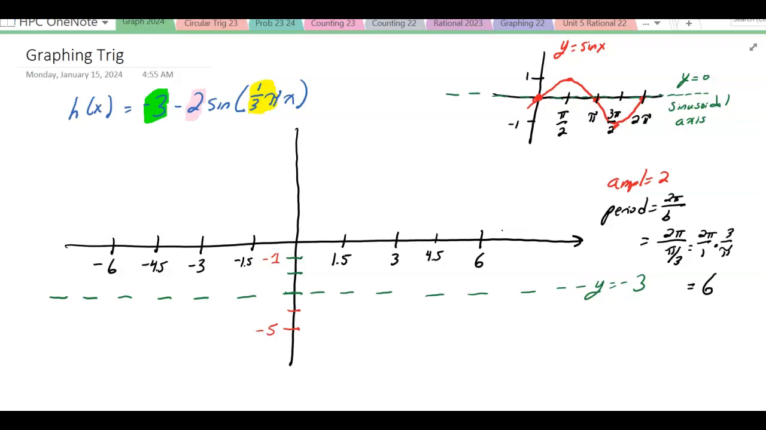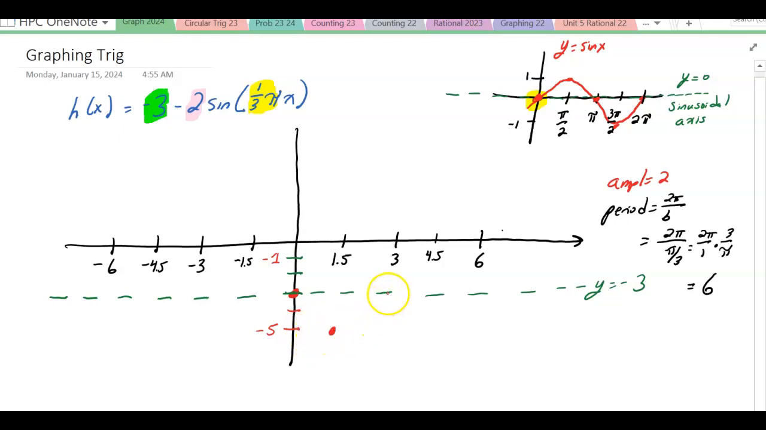Now the sine curve usually starts on the sinusoidal axis, and I'll highlight this right here in yellow on the right hand side. So the sine curve is going to start on the sinusoidal axis, so I'm going to be down here at this red point, 0, -3. Now the sine usually starts going up, so I might go towards 1.5, -1, but since there's a negative, we'll be down at the bottom, so we'll be at 1.5, -5.